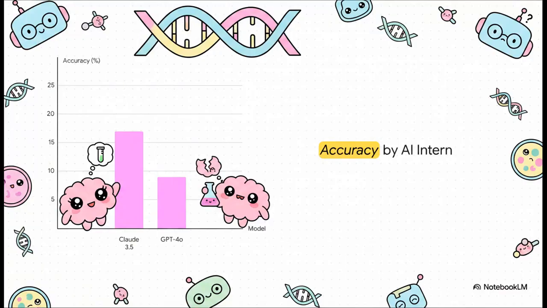Now, comparing our two specific AI interns, Anthropic's Claude 3.5 Sonnet definitely performed better, hitting that 17% mark. OpenAI's GPT-4o, on the other hand, only managed a 9% accuracy in the open answer setting. So while Claude performed nearly twice as well, the overarching takeaway is that both models still essentially failed at the integration test. The noisy, highly ambiguous reality of biological data just proved way too complex.